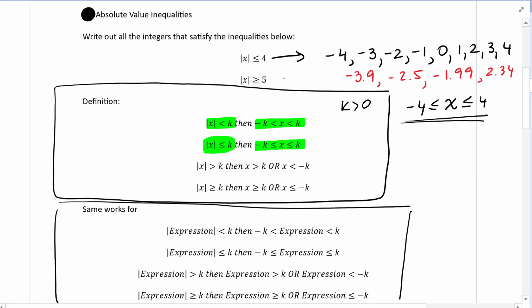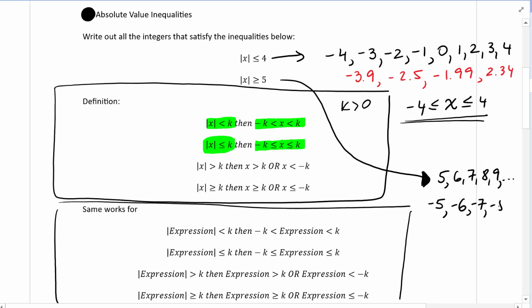Now looking at this inequality, let's again enumerate all the integers. So absolute value of x greater than or equal to 5. Well, 5, 6, 7, 8, 9, and so on. But also -5, right? -5 in absolute value is 5, which is greater than or equal to 5. -6, -6 in absolute value is 6, greater than 5. -7, -8, -9, and so on.